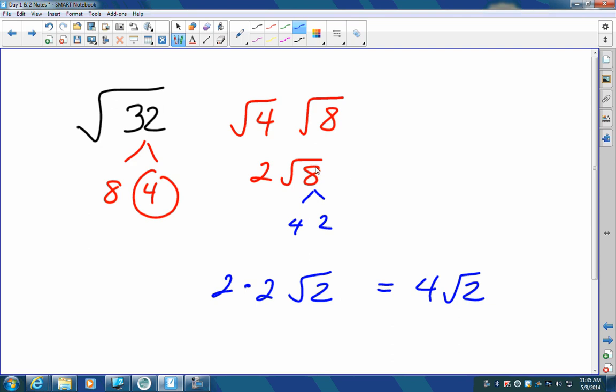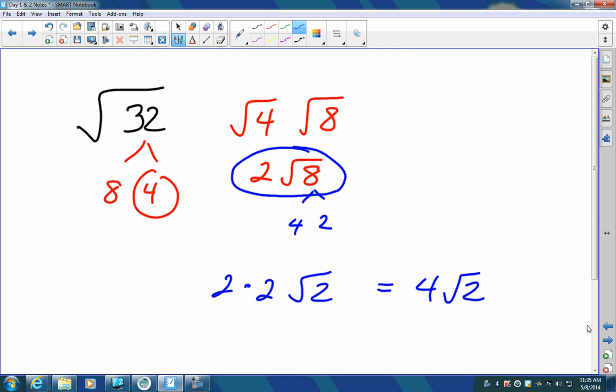Or did you leave out this part right here? I didn't do that part. Did you get this answer right here? Yeah, I got that. Okay, and you have to look. When you do that, you have to look and see, can I do it again? Can I get another perfect square? Basically, you're trying to get to the lowest terms.